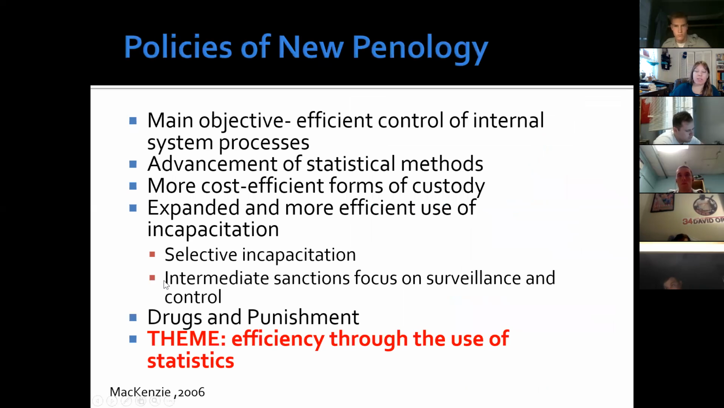All right, so let's talk about the specific policies of new penology. This main objective here is the efficient control of internal system processes. So it's no longer about punishing and rehabilitating offenders. It's about identifying and managing unruly groups, right? So the goal is not to eliminate crime in the institution. We're just trying to make it tolerable through systematic coordination. And that's what I meant when I said that it took deviance as a given, right?